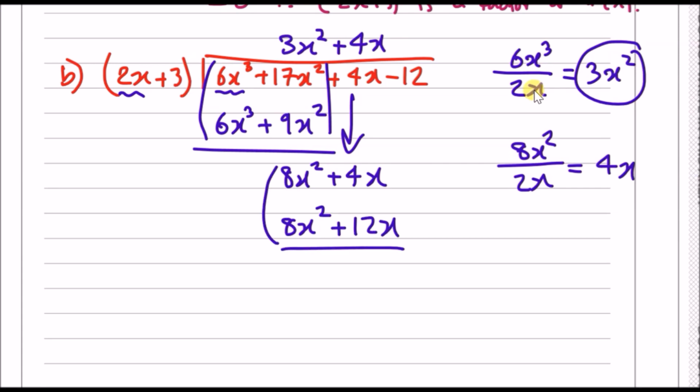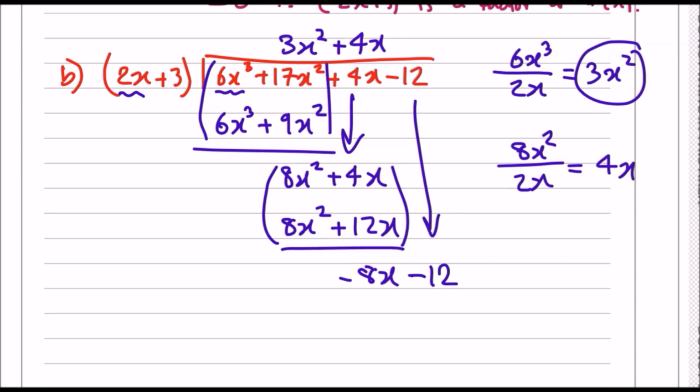And yeah, so we just keep doing this. And then subtracting these two, 4 take away 12 is going to be minus 8x. Again, these x squared terms always cancel out. And now we just drop minus 12. So it'd be minus 8x minus 12.